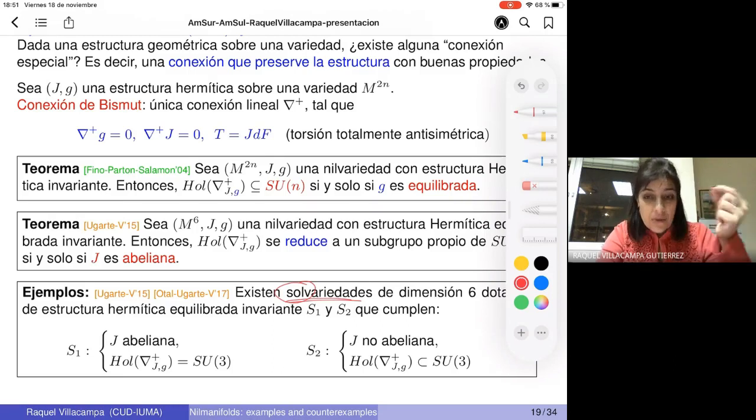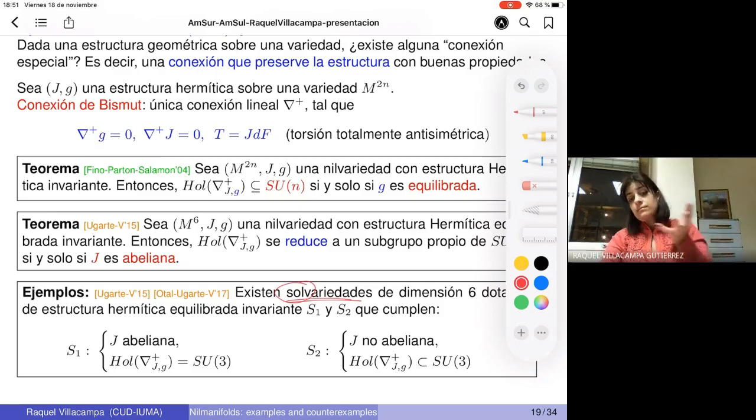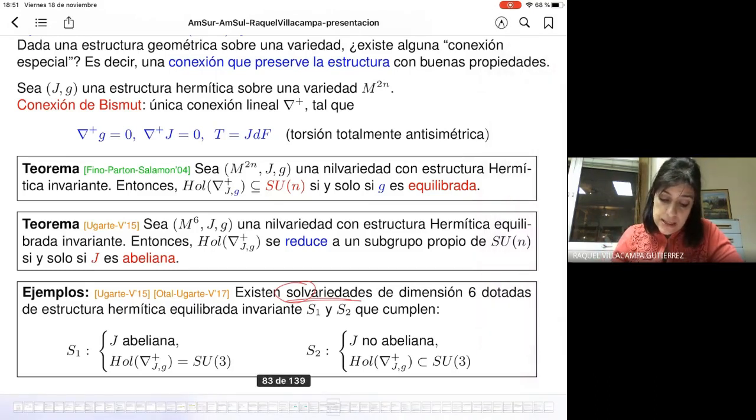But this small perturbation in the definition in fact carries many other differences in geometry and topology of the solvmanifolds. But okay, for this case, we obtain two examples of solvmanifolds in dimension 6.